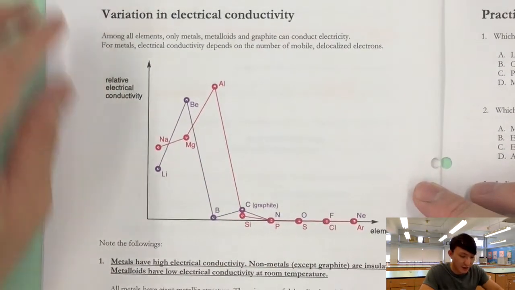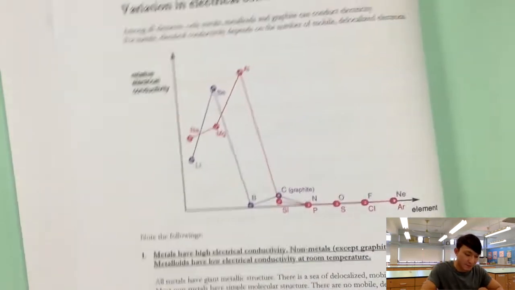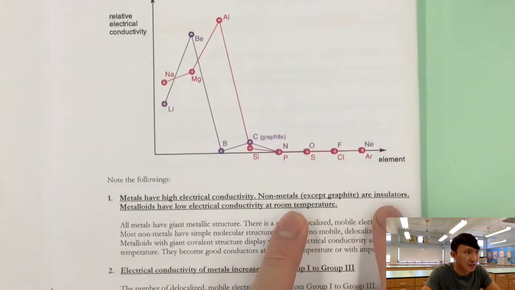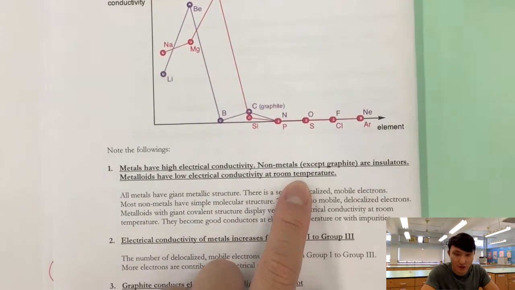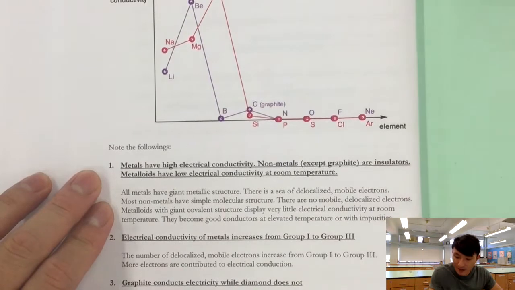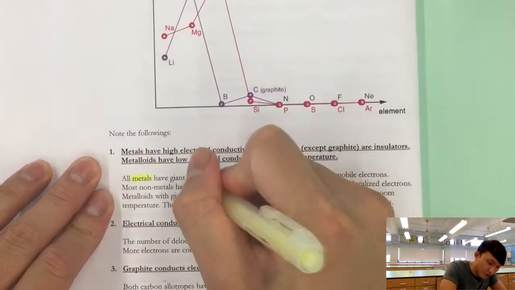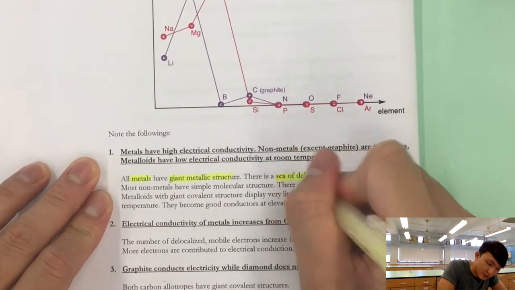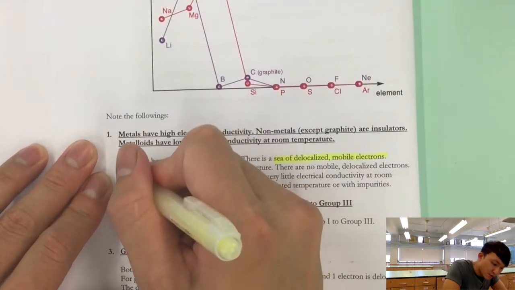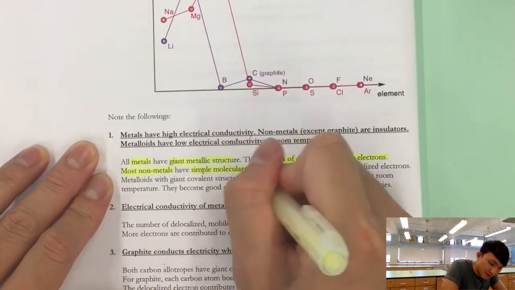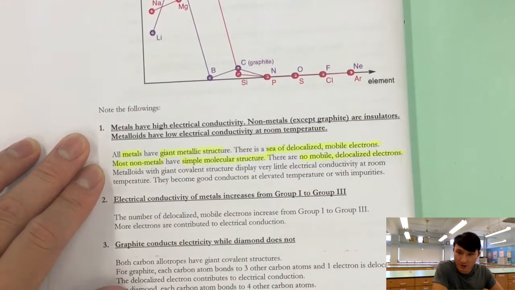First of all, let's look at number one here. Metals have high electrical conductivity, and non-metals are insulators. Metalloids have low electrical conductivity at room temperature. This is what I just mentioned. When it comes to explanation, you guys know it. For metals, they have a giant metallic structure, so there's a sea of delocalized mobile electrons. However, most non-metals have a simple molecular structure, so there are no mobile delocalized electrons.